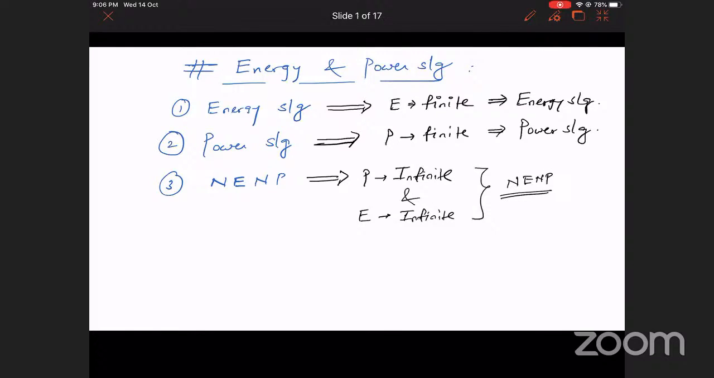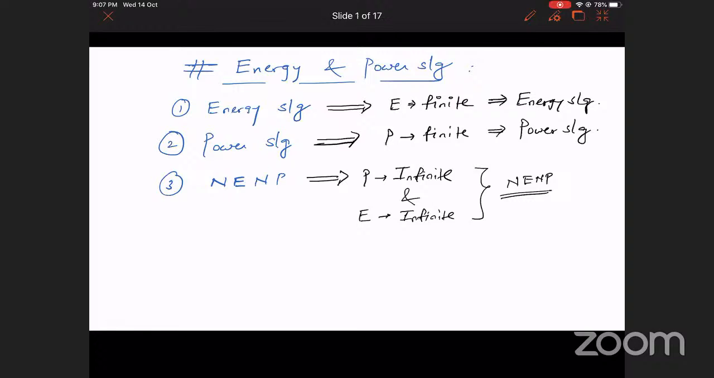But let me tell you, you will never ever get energy to be finite as well as power to be finite. There is no signal in the world that gives you energy finite and power finite. It is just because there is some relation between energy and power which never lets this happen. This will never ever happen. That we will see when we relate energy with power.